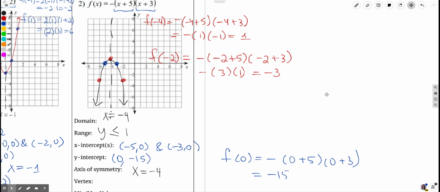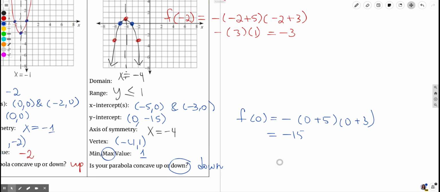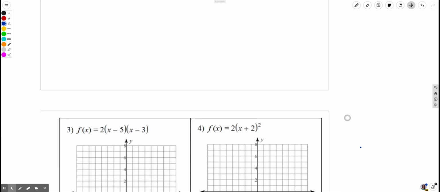Okay, so let's see what other questions we have to answer. We also have to identify the vertex, which is just going to be negative 4, 1. We have a maximum value because we have the highest point. Our maximum value is going to be 1. And our parabola is concave down. Concave down will come from the a value, or the number in front of x squared.